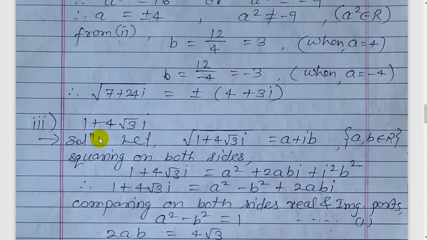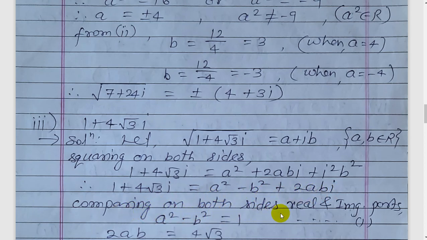Now see its solution. Let square root of 1 plus 4 root 3i equal to a plus ib, where a, b belongs to R. Squaring on both sides we get 1 plus 4 root 3i equals a square plus 2abi plus i square b square. But i square is minus 1, so b square into minus 1 becomes minus b square. Therefore the above step can be written as 1 plus 4 root 3i equals a square minus b square plus 2abi.